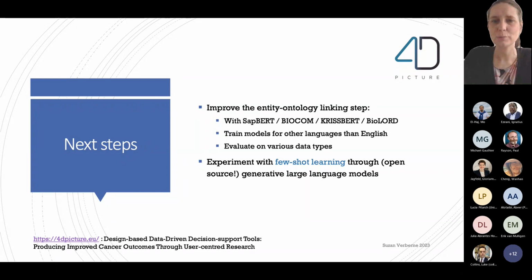So here are 4 models: SapBERT was first, and BioCom, and CRISPR, and BioLORD. These are all models that use transformer-based encodings to learn the connection between an entity and an item in the ontology, taking into account context, for example, taking into account having very few data points, learning also for other languages than English. So we're now looking into training one for Dutch, and I can imagine in a later project also for Danish. And we're evaluating that on various data types. So not only forum data, but also clinical notes, scientific literature, etc.